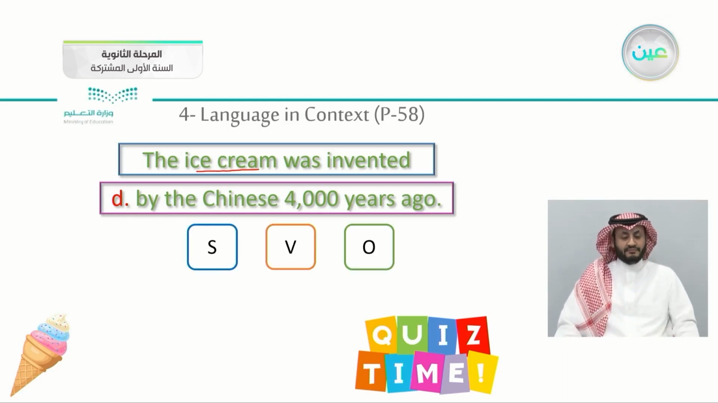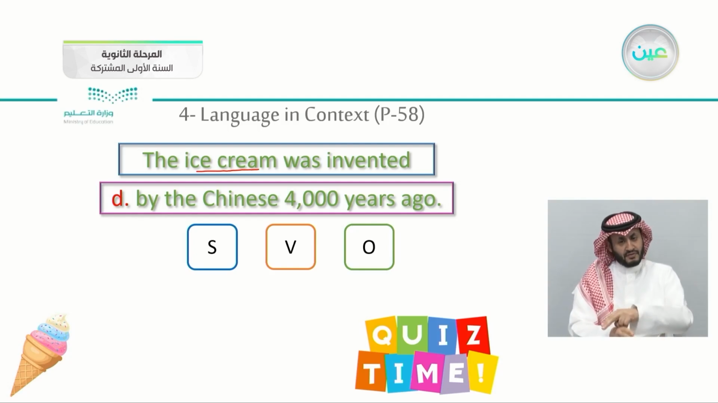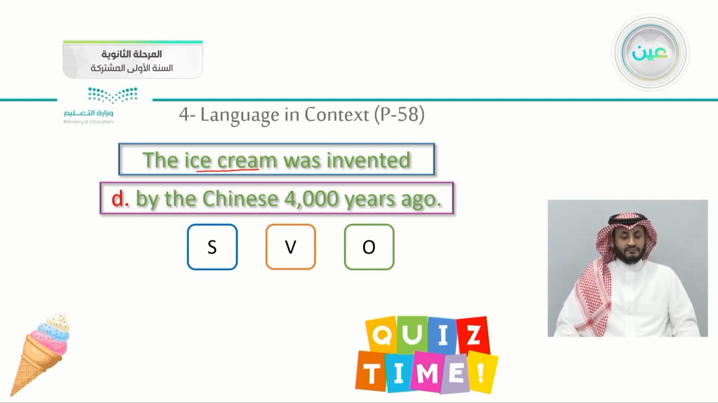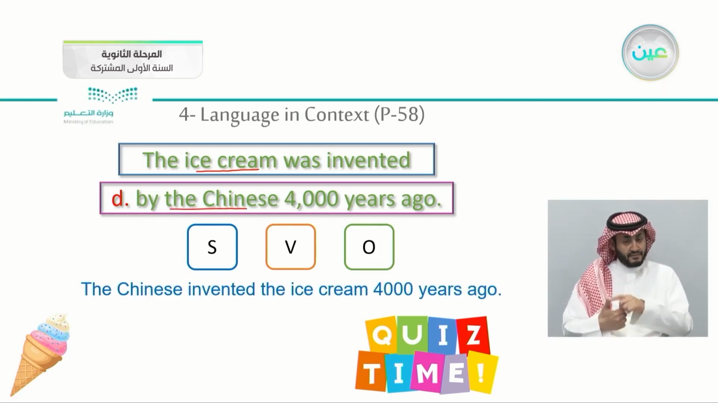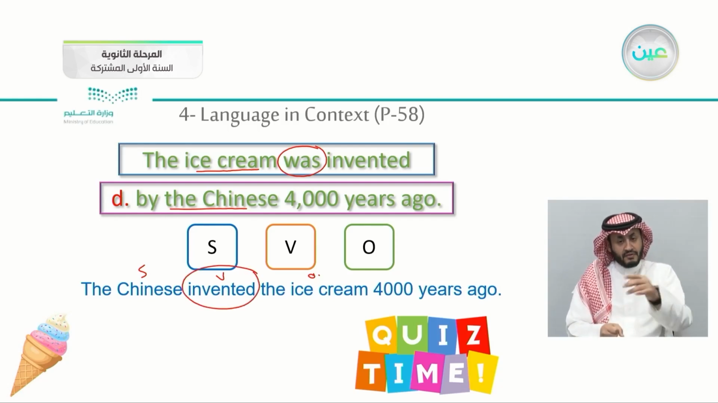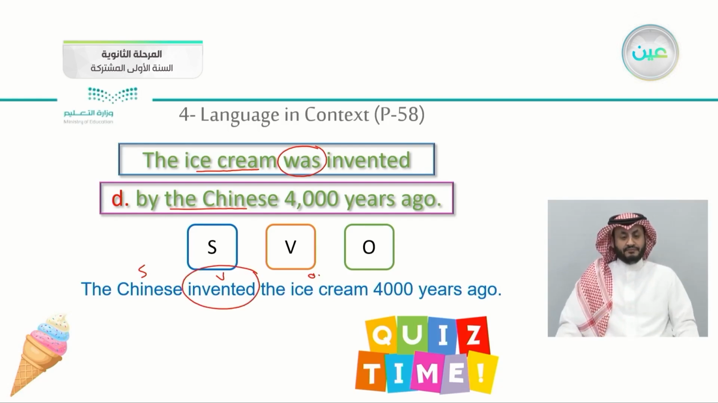So we will change it into the active voice. We will start with who does the action. We will start with the subject after the "by", the Chinese. So the Chinese invented the ice cream 4,000 years ago. This is the subject, here is the verb, and the ice cream is our object. Notice that we used "was" here because invented is in the past, 4,000 years ago.